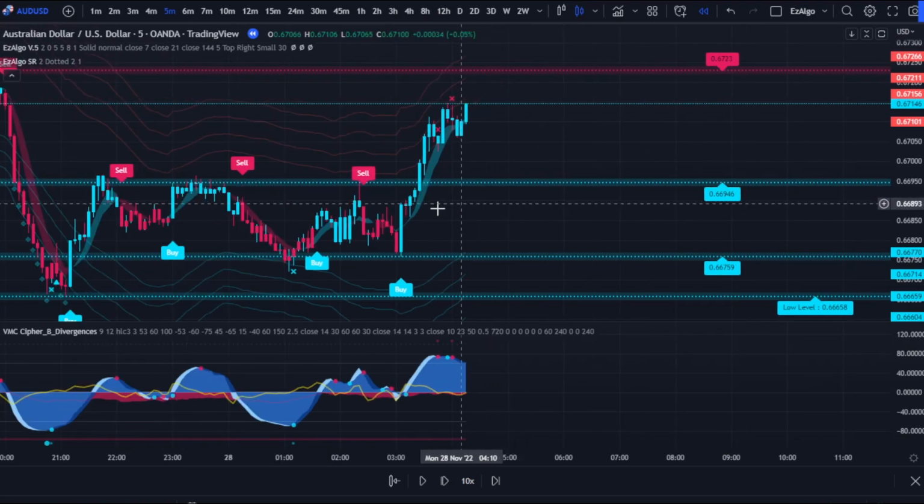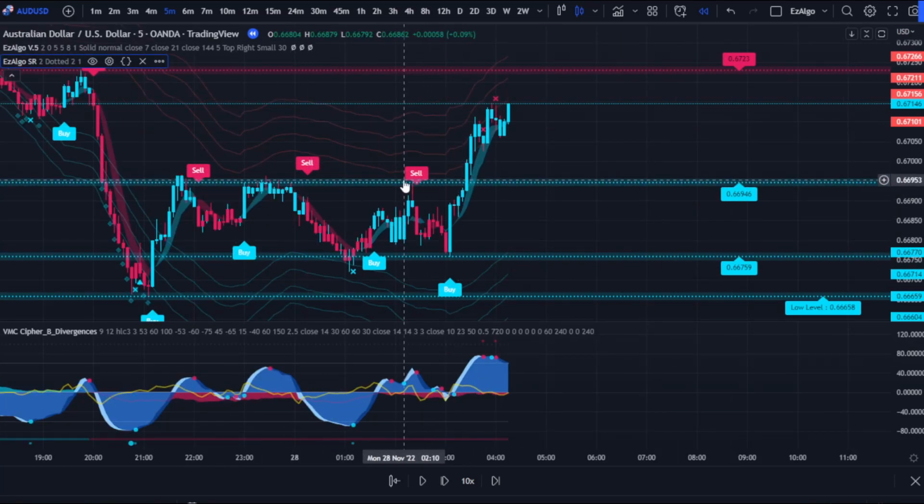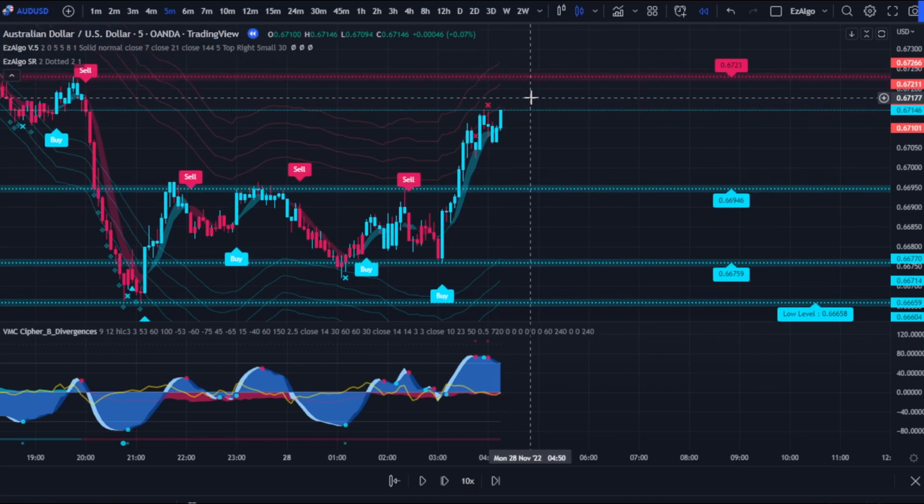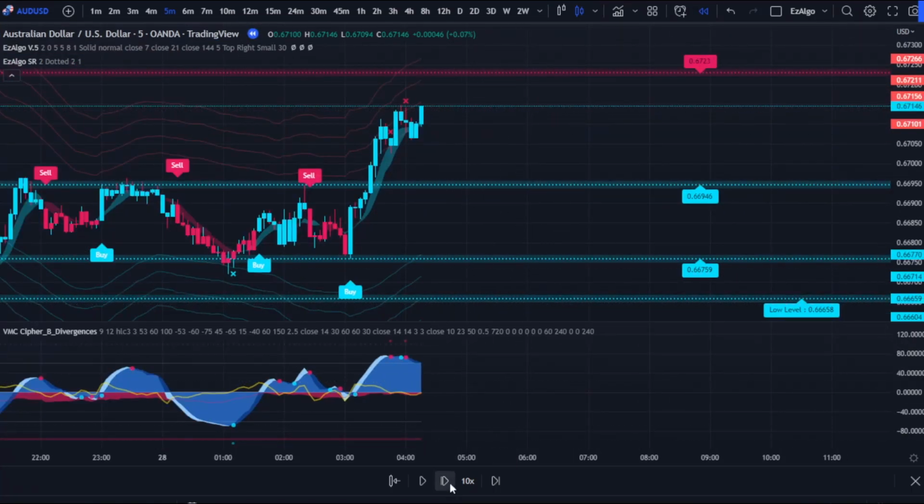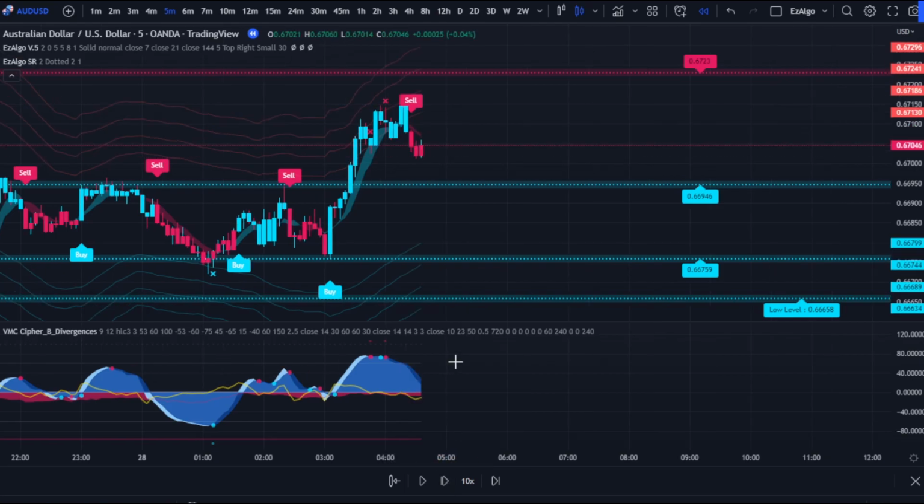So first thing you'll notice is that we're in an uptrend, right? We have this buy signal and we've broken out of this resistance, heading up towards this high resistance right here. And we're going to be looking for a divergence at around this area. And there we have that sell signal on EzAlgo.